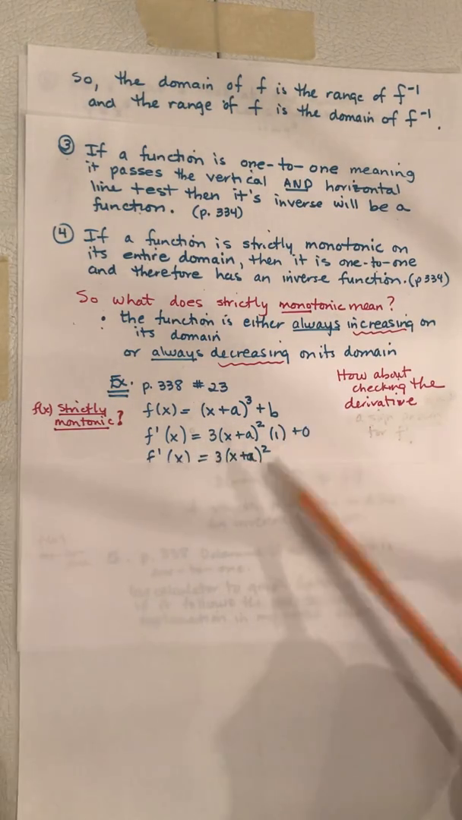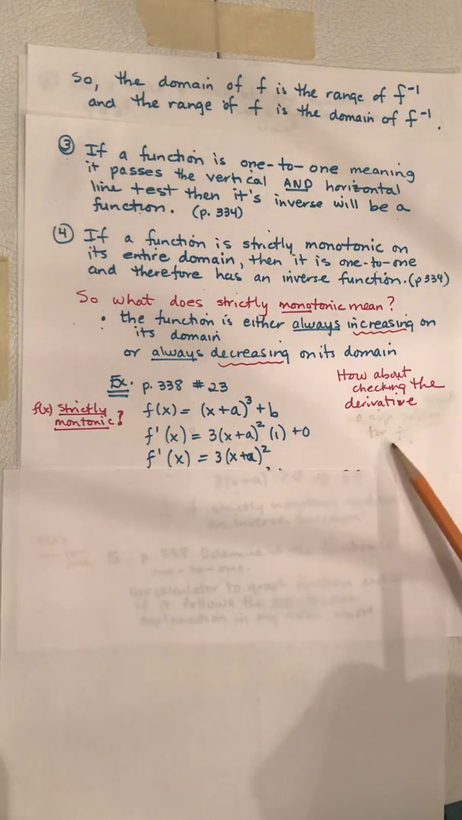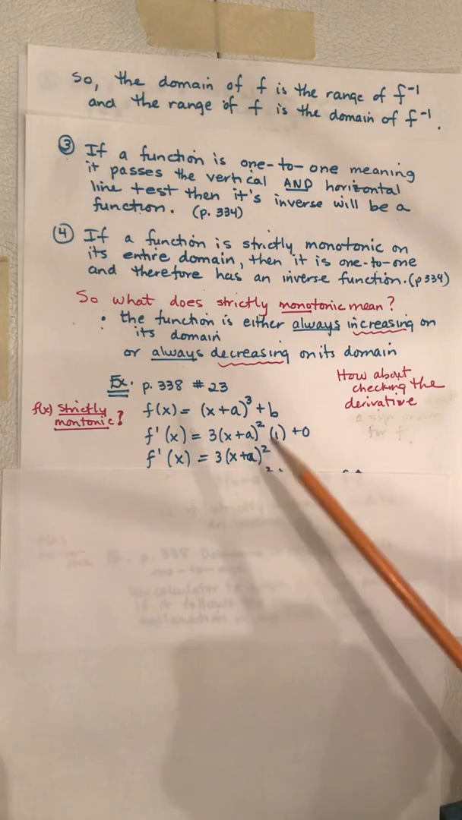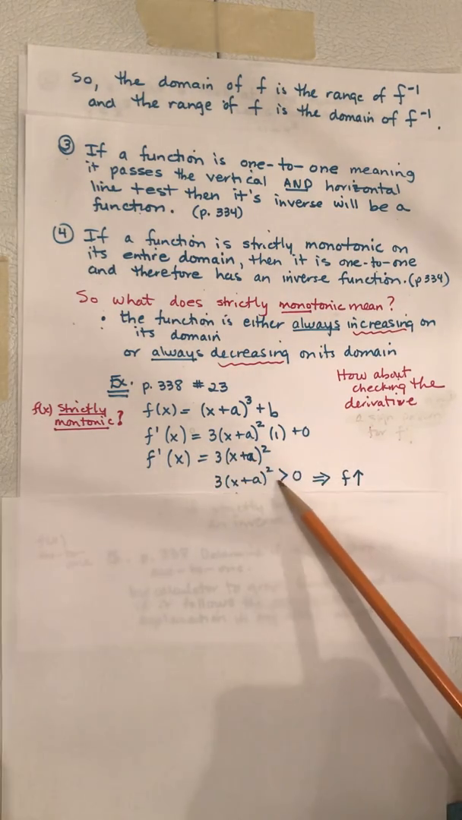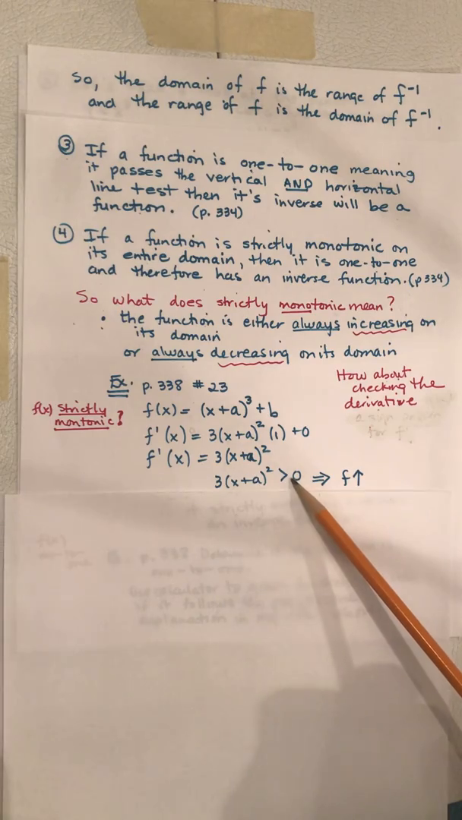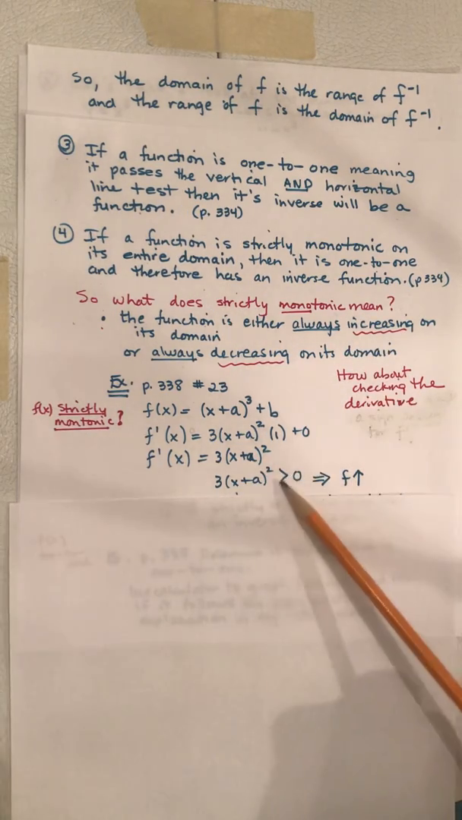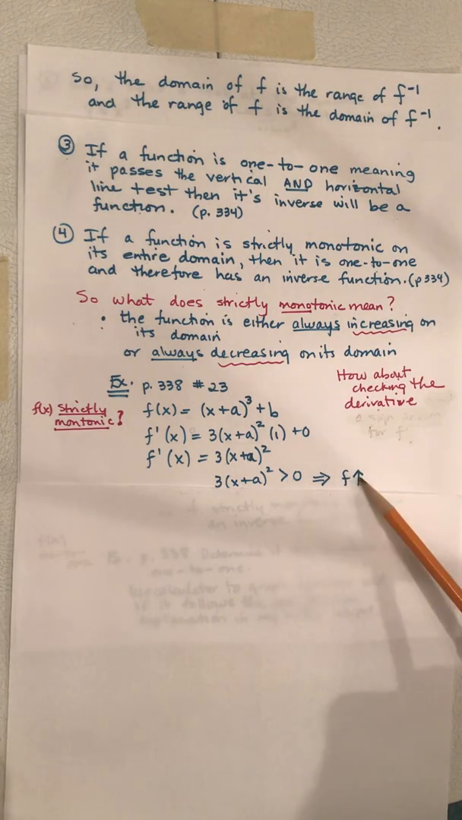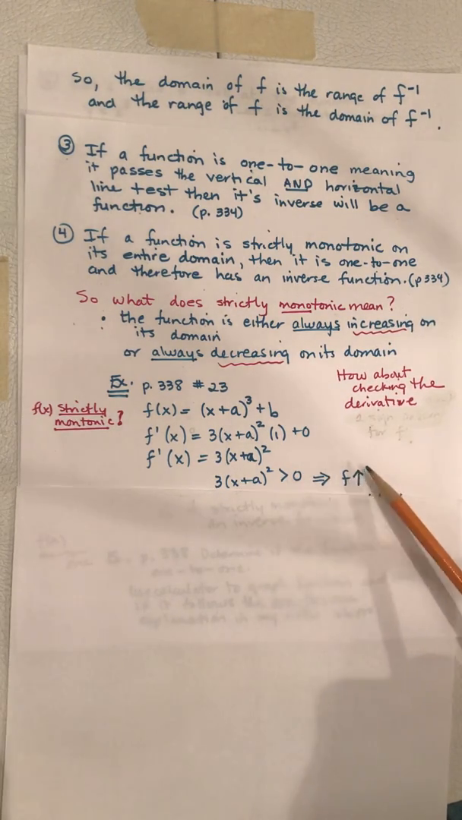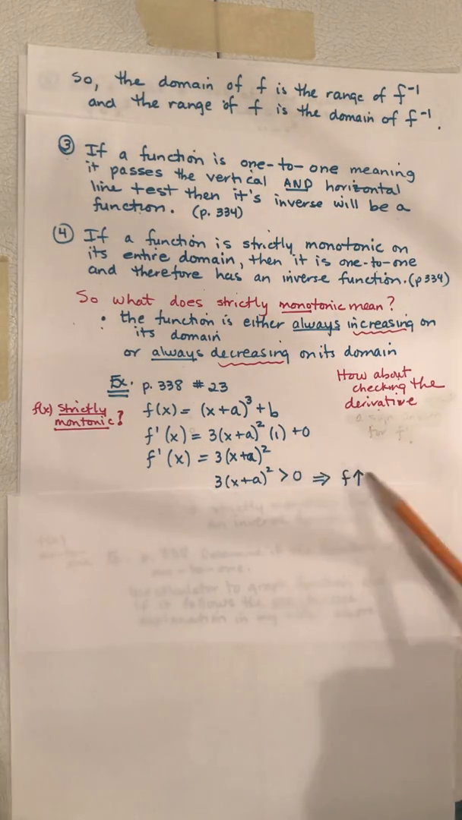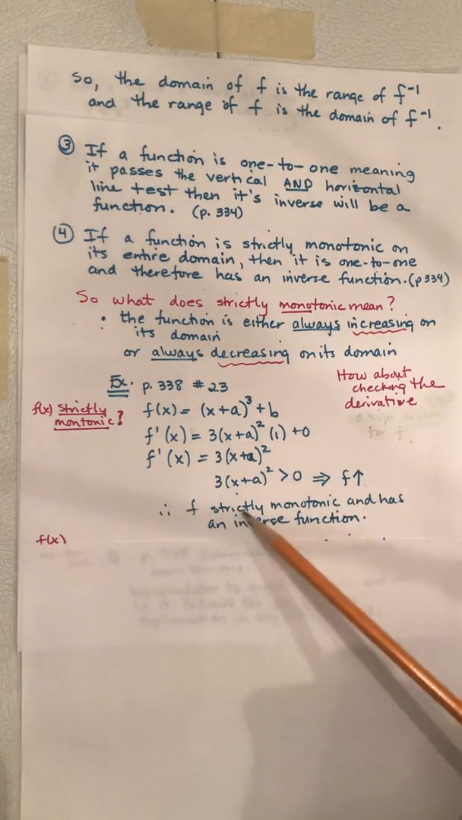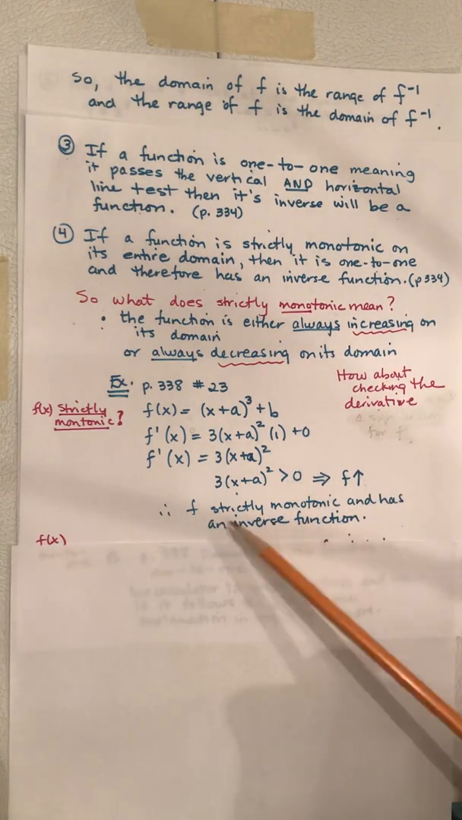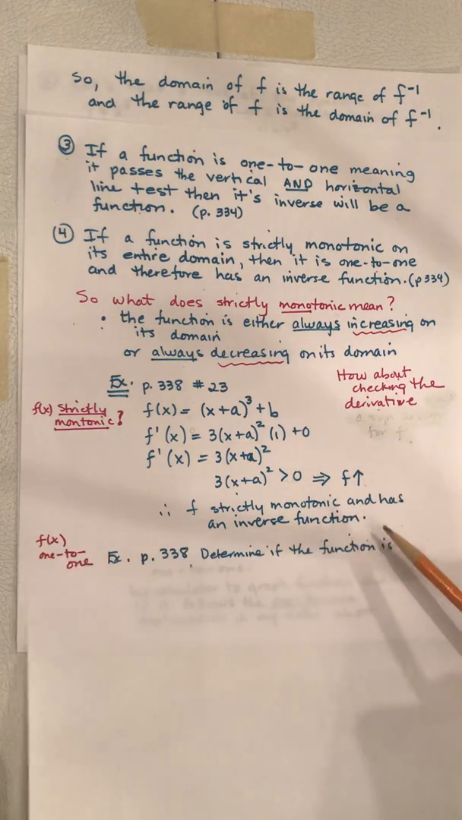Now I'd say find the critical numbers and do a sign pattern, but 3 is positive and any quantity squared is positive, which means that the derivative is always positive. And if the derivative is positive, the slopes of the original function are positive, which means that the original function is increasing all the time. Because it's always positive, always greater than 0. Therefore, f is strictly monotonic, always doing one thing, increasing, and therefore has an inverse function. Okay, do we know anything else?